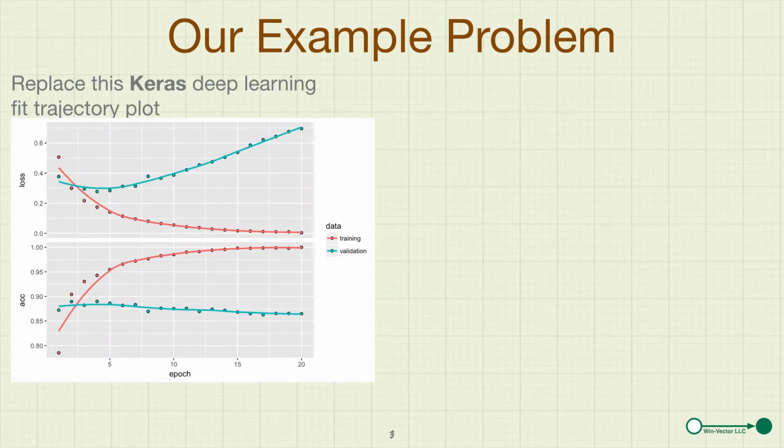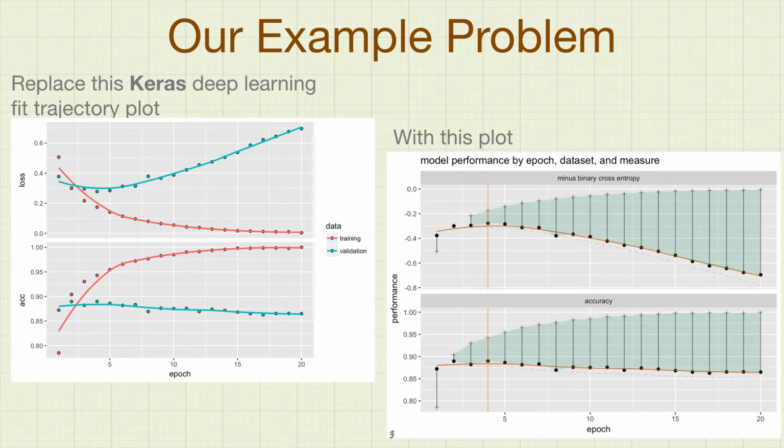For our example problem, we're going to take reproducing a performance plot for Keras or R-Keras into a new format. This is the plot as produced by Keras, and what it shows is, as a function of epoch, or how long you've trained a deep learning net, the performance of the net both on training data or on test or validation data. Our goal is to replace this graph with this graph.